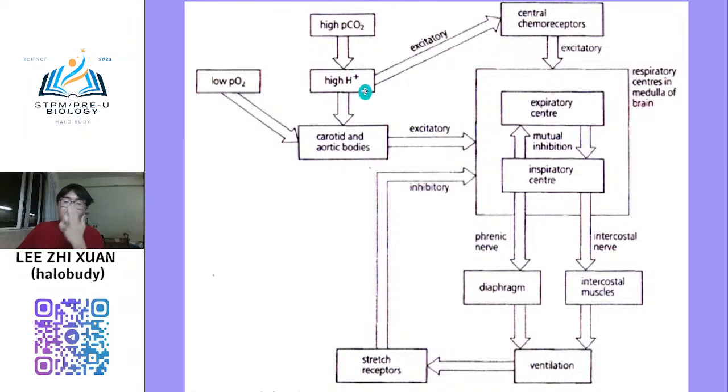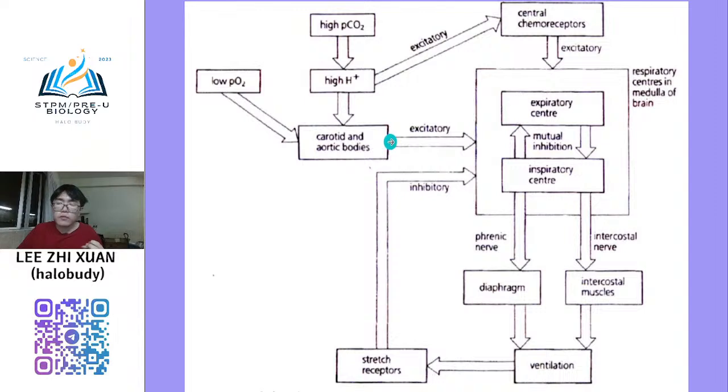So when the hydrogen ion in your blood is very high, it will send a signal, and it will be detected by two receptors. Firstly, it will be detected by the carotid and aortic body. So this one is the peripheral chemoreceptor. Your peripheral chemoreceptor will detect, oh, your blood pH value is very low already.